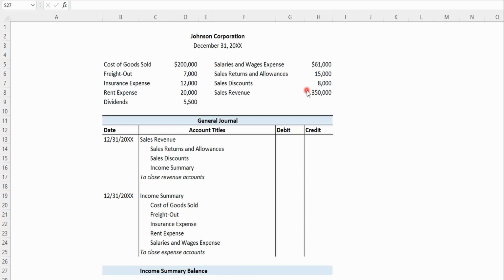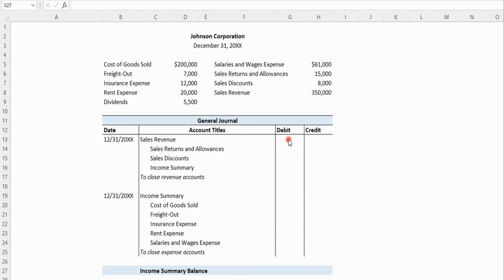The first step in the closing process is to close all revenue-related accounts to income summary. For Johnson Corporation, revenue-related accounts are sales revenue, sales discounts, and sales returns and allowances accounts. Note that sales discounts and sales returns and allowances accounts are contra revenue accounts, and their normal balances are debits because they reduce revenue. We will also close the contra revenue accounts to income summary along with sales revenue.